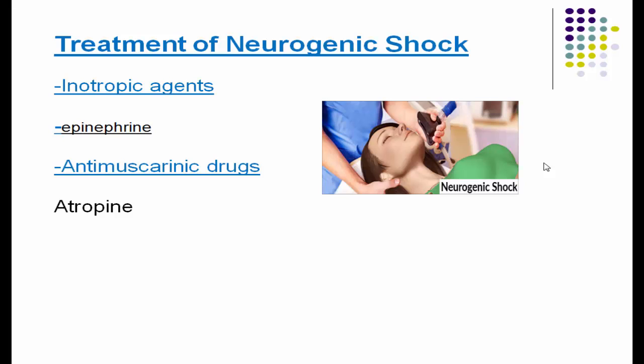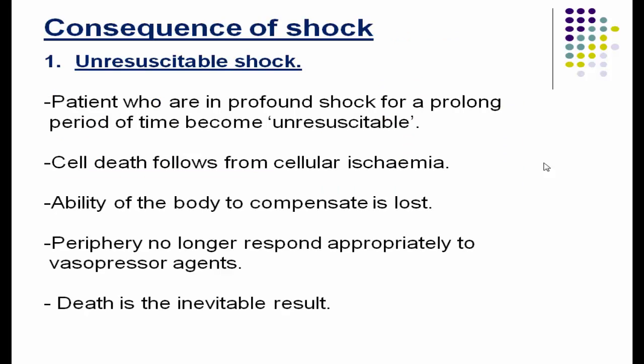Treatment of neurogenic shock. Inotropic agents are given such as epinephrine, and antimuscarinic drugs such as atropine. Okay, now the consequences of shock.